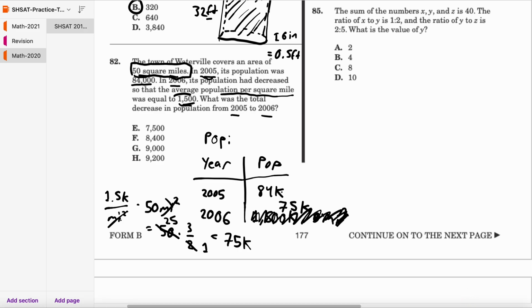So we see that from 2005 to 2006, the population dropped by this amount from 84 to 75. So that's a drop of 9,000 people, right? So 9,000 people left this town. Okay.